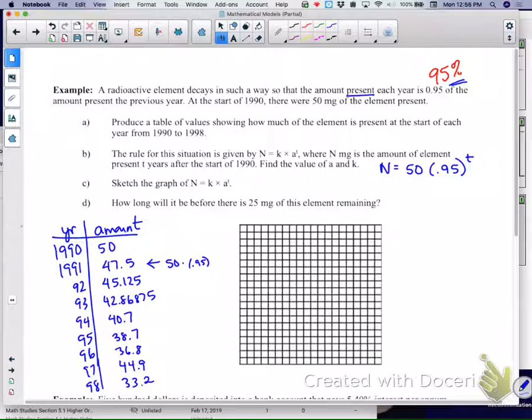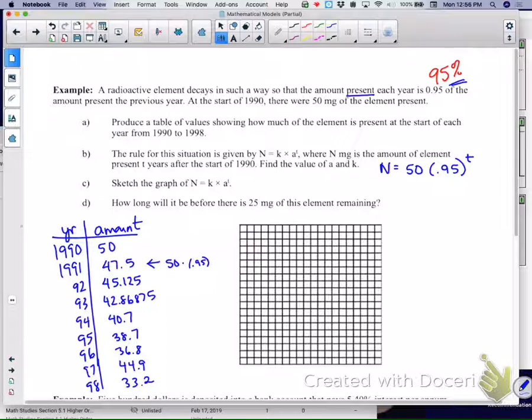Now, practice that, okay? So it says that t is the years after 1990. So in 1990, I am 0 years after 1990. When I plug 0 in, do I get 50? Yes. 1991 is 1 year after the start of 1990. If I plug 1 in, do I get 47.5? Yes. So we're good. Okay. Now sketch the graph, and then how long will it be before there is 25 milligrams of this element?